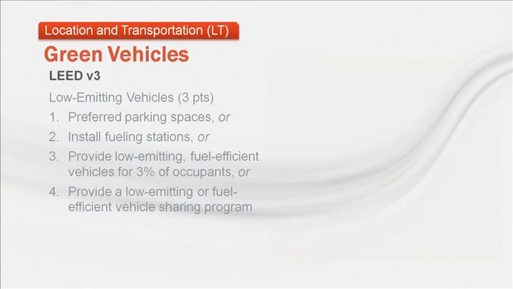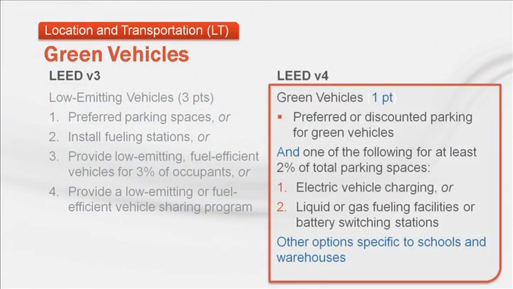Other than the name, the most notable change to the green vehicles credit is that it's now only worth 1 point, compared to 3 points in the previous version. The other major change is that providing preferred parking spaces alone is no longer enough. In version 4, you must provide preferred or discounted parking for green vehicles, plus one of 2 options for refueling stations, either charging for electric vehicles or liquid or gas fueling facilities for other alternative fuel vehicles. Now, that's all the time I'm going to spend on location and transportation, so let's move on to the sustainable sites category.